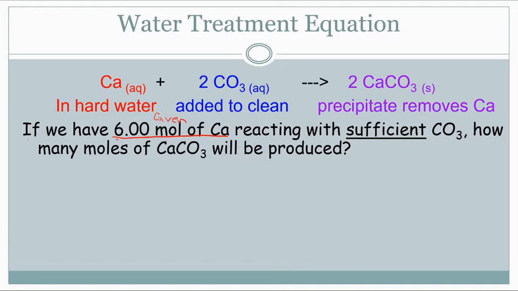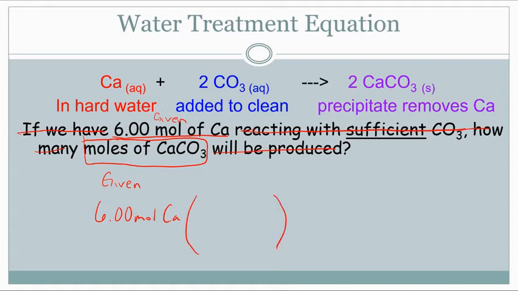Reacting with sufficient, so plenty, of CO3. So the CO3 is not going to control the reaction. How many moles of CaCO3, calcium carbonate, will be produced? Okay, so I'm going to start with my given. My given is 6.00 moles of calcium. And I'm going to multiply by my mole ratio.